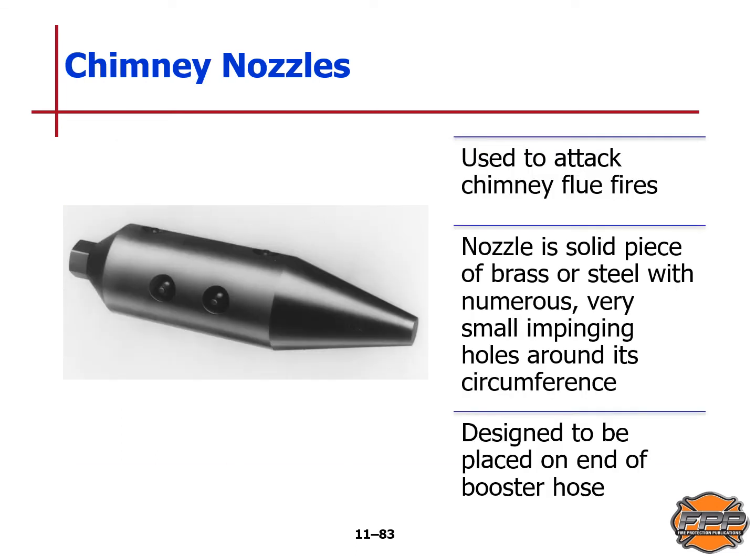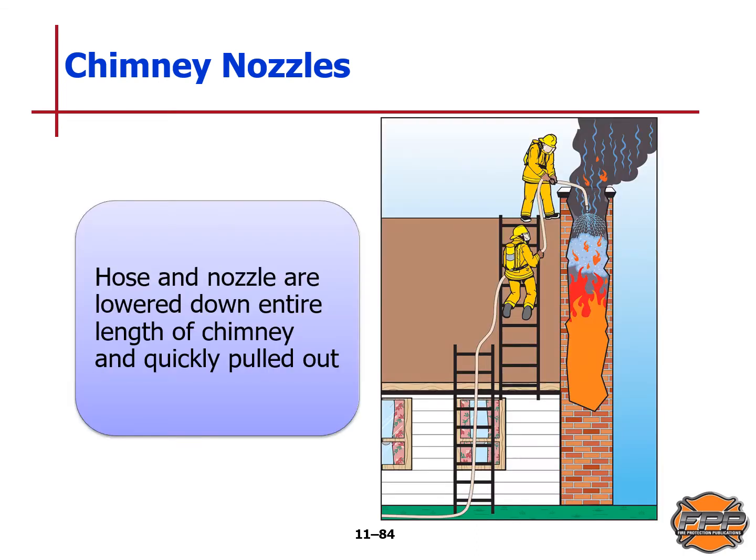Chimney nozzles are another form of broken stream nozzle, and these are used to attack chimney flue fires. The nozzle is a solid piece of brass or steel with numerous very small impinging holes around the circumference and is designed to be placed on the end of the booster hose. The hose and nozzle are then lowered down the entire length of the chimney and quickly pulled out.